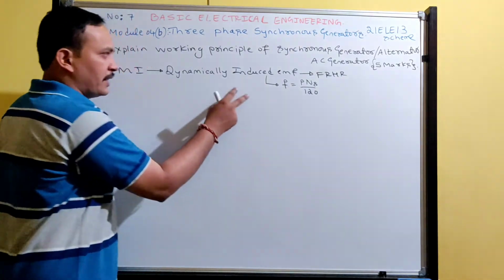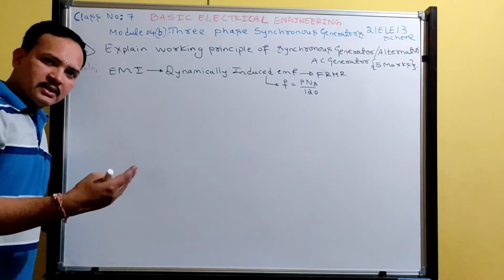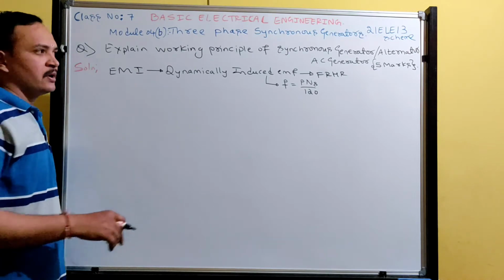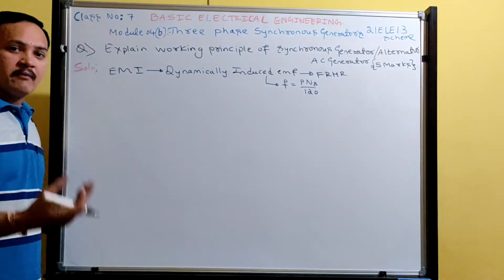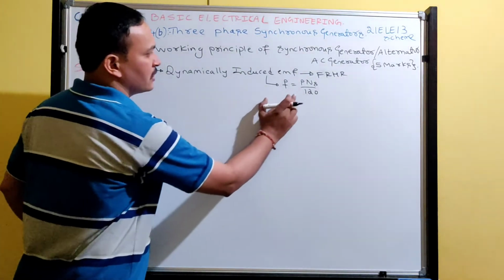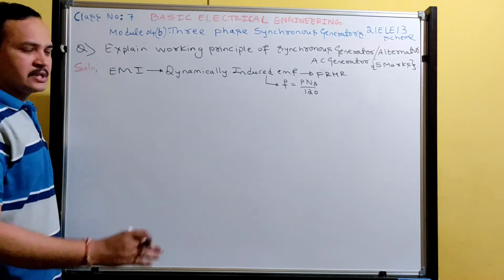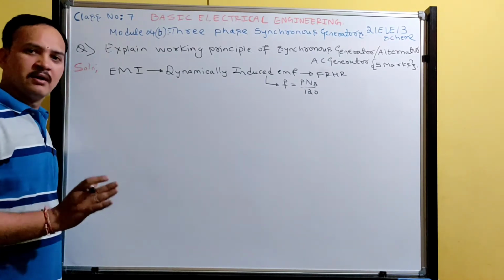So you write about dynamically induced EMF. Whenever a conductor cuts the flux, EMF will be induced in it. The direction of induced EMF is determined by Fleming's right hand rule, and the frequency of induced EMF is given by f = PNS/120. This is the only explanation you must write. Rest everything I will write as figures.